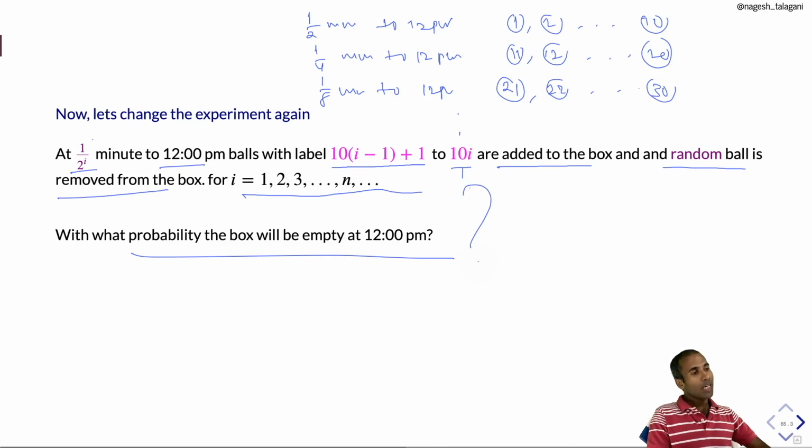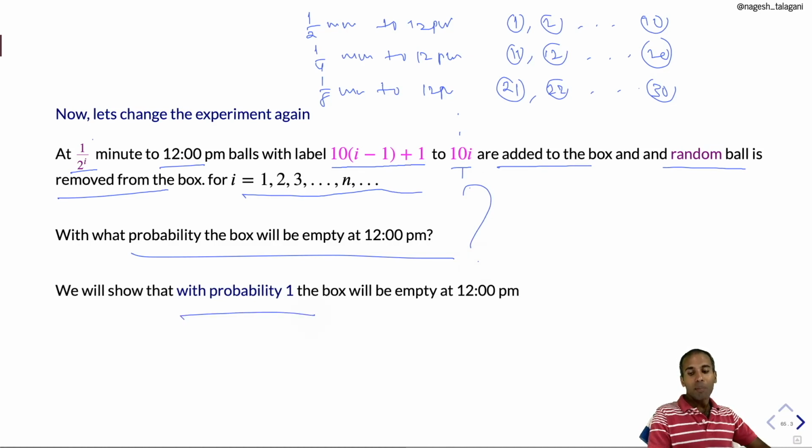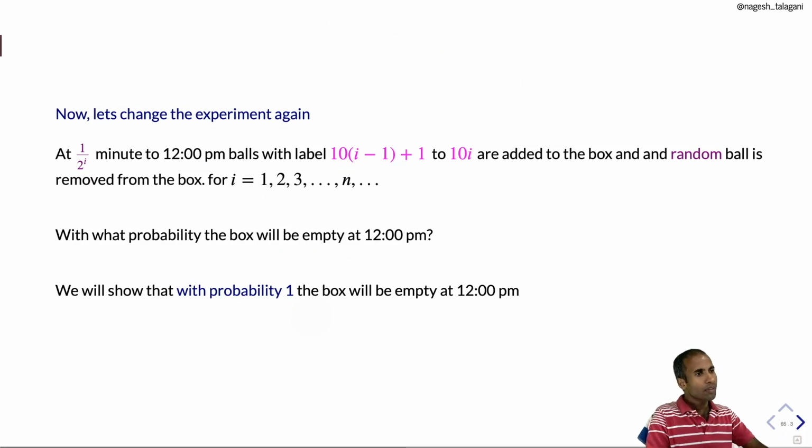Now we are going to show that with probability 1, the box will be empty at 12 pm. That means almost all the time the box will be empty at 12 pm. So it's very rare that the box is non-empty at 12 pm. Now we are going to show that this is actually very counterintuitive. So with probability 1, the box will be empty. Fine, let's do this.